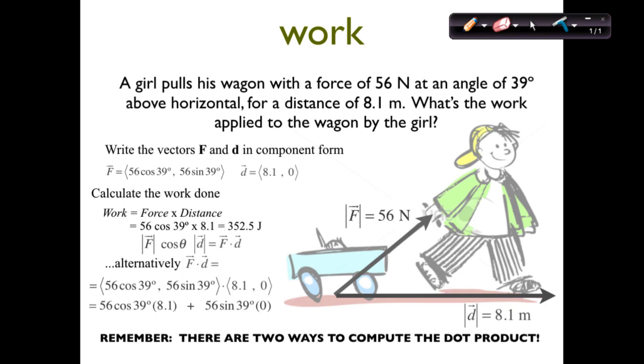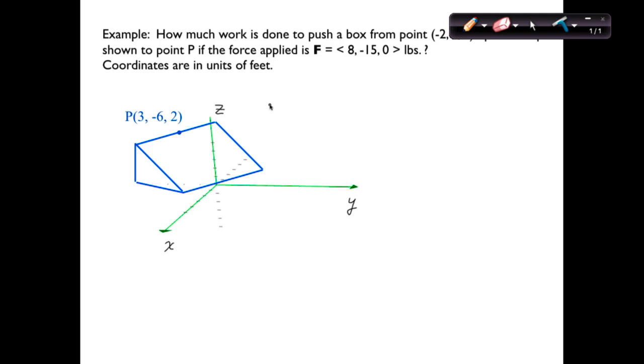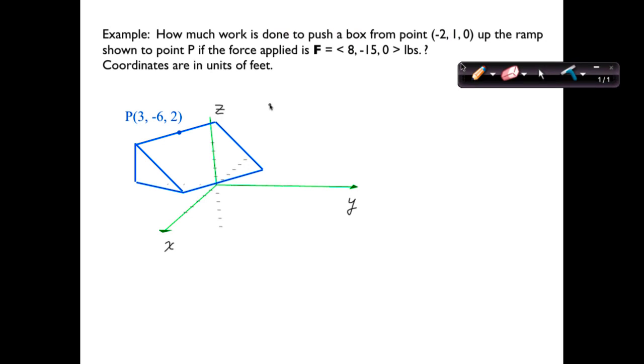Okay, so here's another work problem. Any questions on this work problem or the setup here? All right, here's another work problem. How much work is done to push a box from point (-1, -2, 1, 0) up the ramp to point P, which is shown there at the top of the ramp, if the force applied is (8, -15, 0)? So here's (-2, 1, 0), about here. Would you agree?